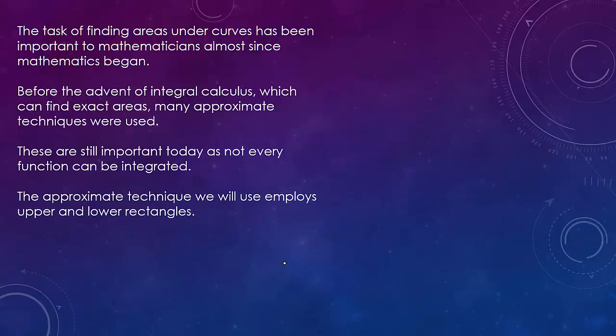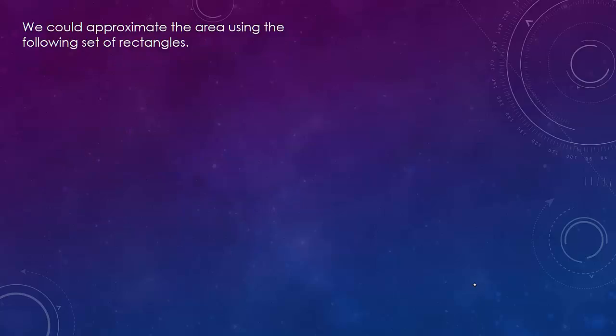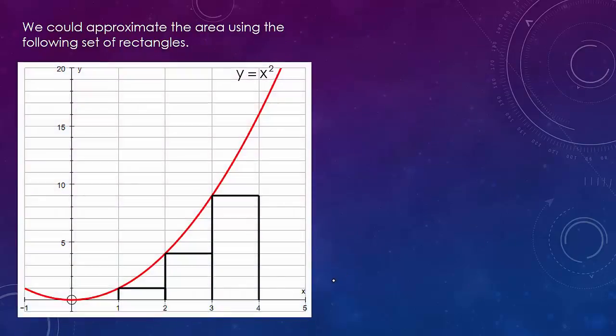The approximate technique we will use here employs upper and lower rectangles. Suppose we want to find the following area. So the curve here is y equals x squared, and we're interested in the area trapped between the curve, the x-axis, which is the line y equals 0, the lines x equals 1 and x equals 4. We could approximate the area using the following set of rectangles.